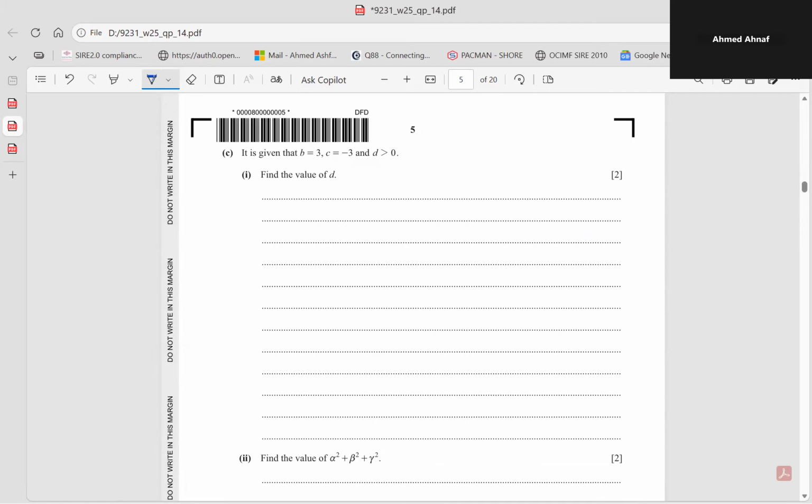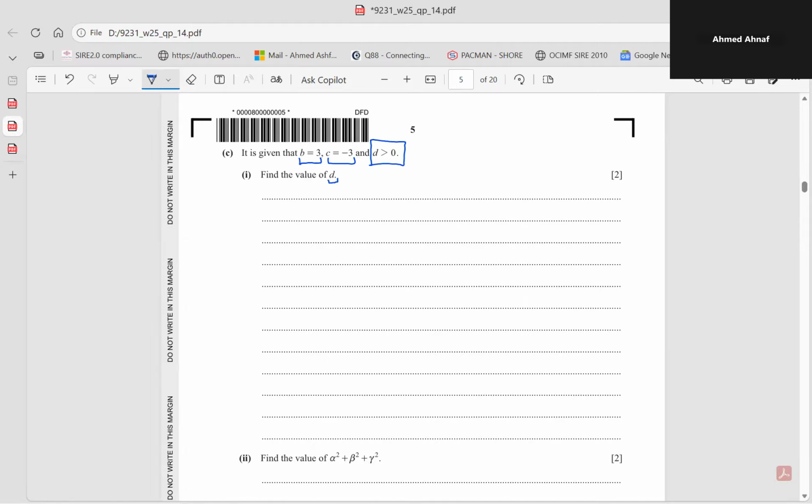Okay, so in part C, we are given the values for B, which is 3, as well as C, which is -3. And we're told that D is more than 0. Using all this, for the first part of part C, we have to find the value of D.